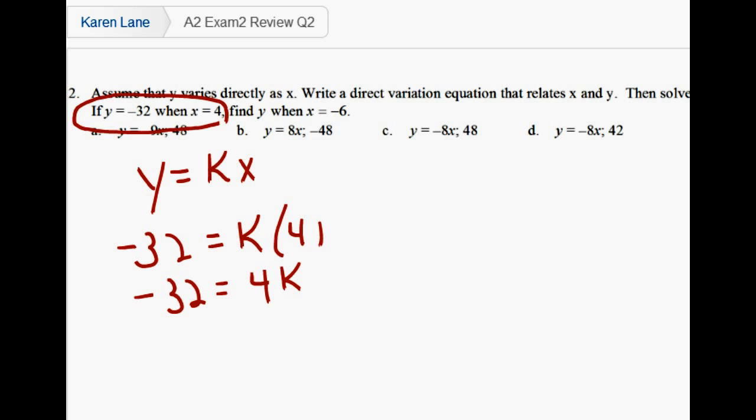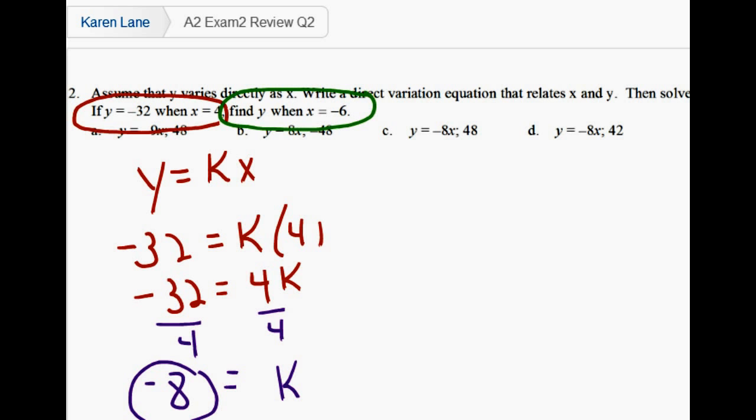Look on the side with the variable. It's being multiplied by 4, so we'll divide by 4 on both sides. And that gives us k equals -8. So now we know what k is in our formula. We'll go to the second part of the question. The second part of the question says find y when x equals -6.